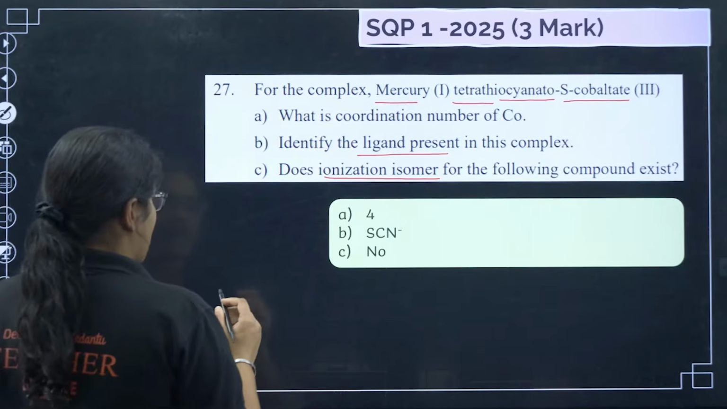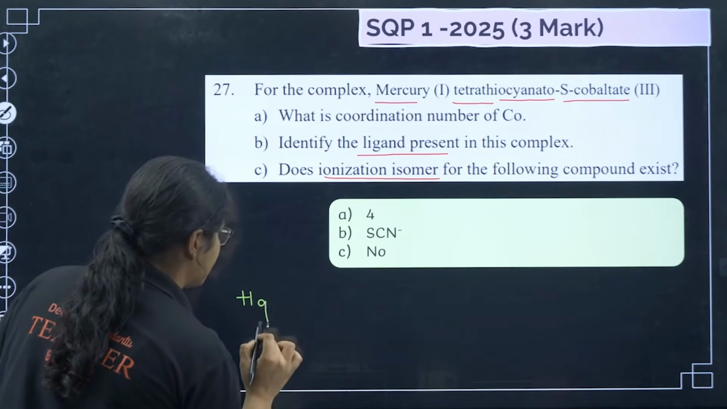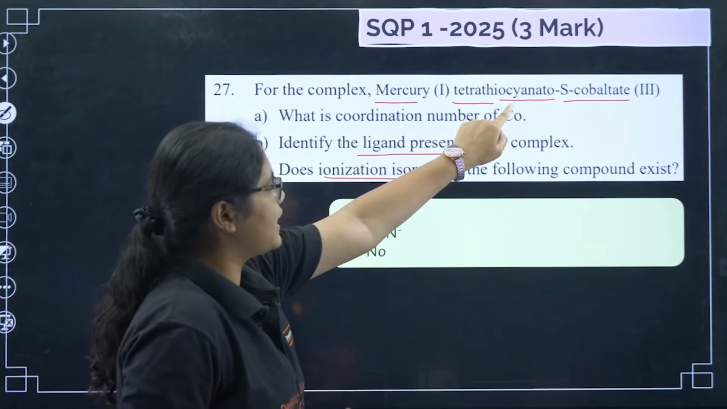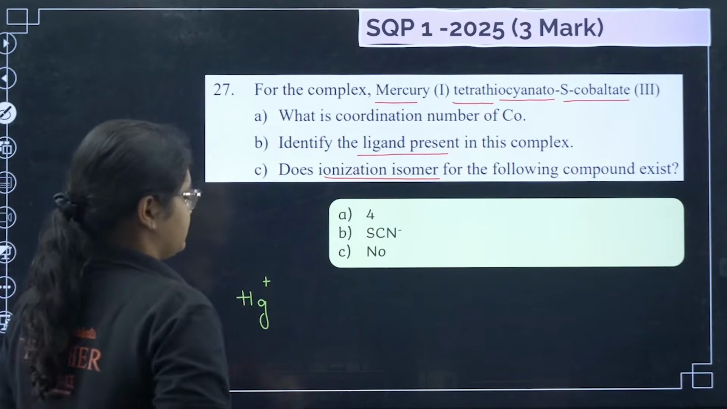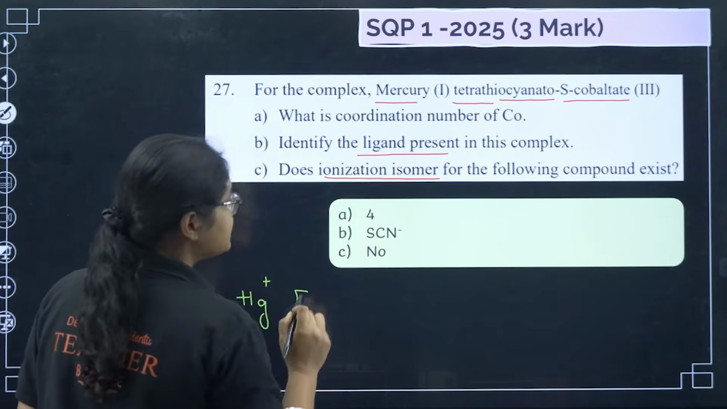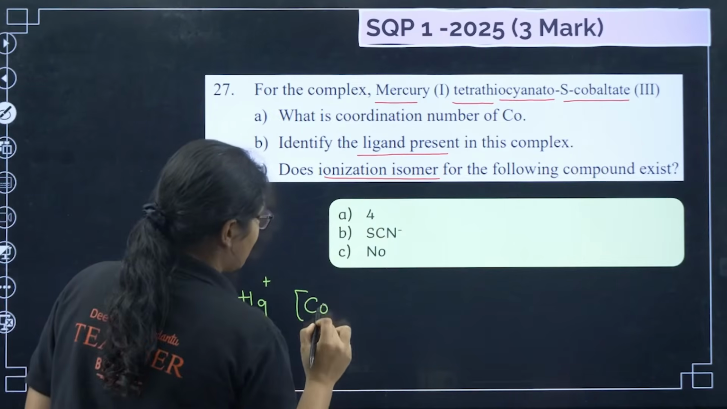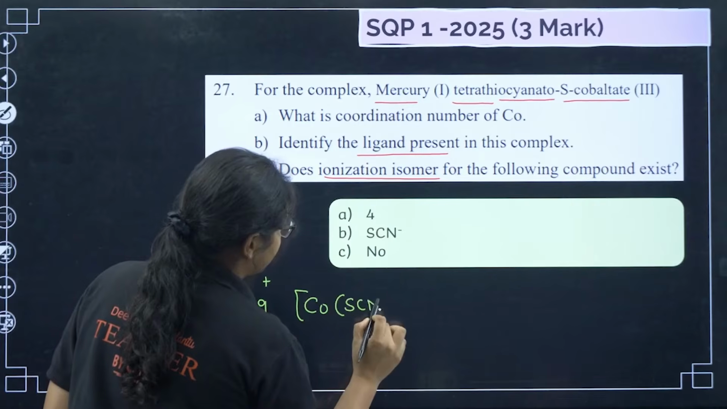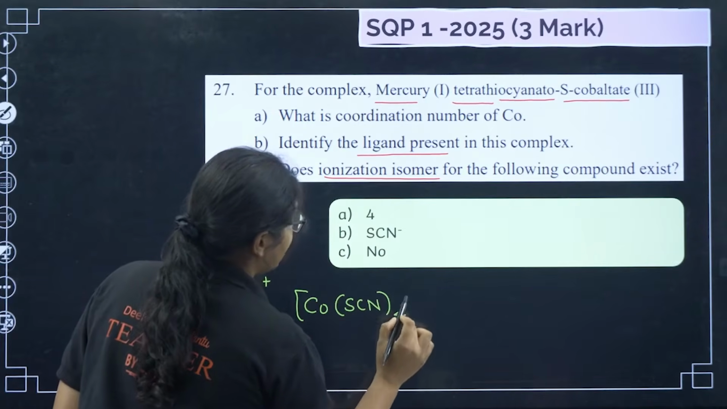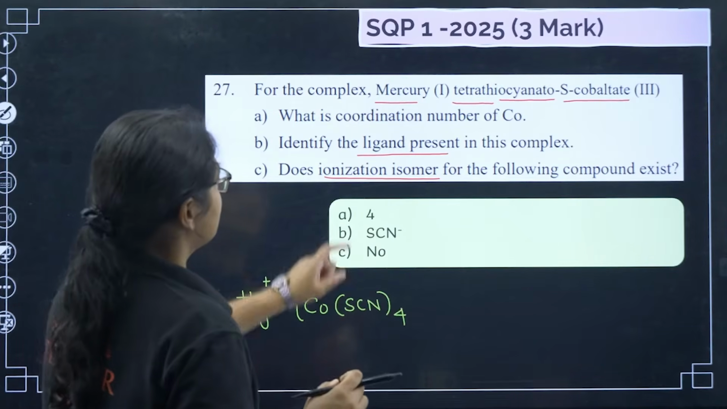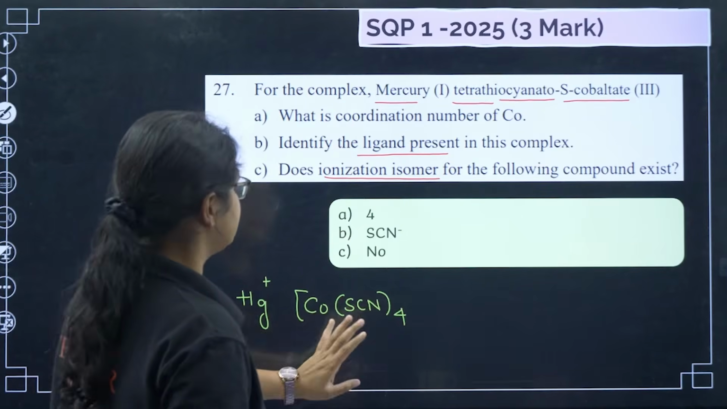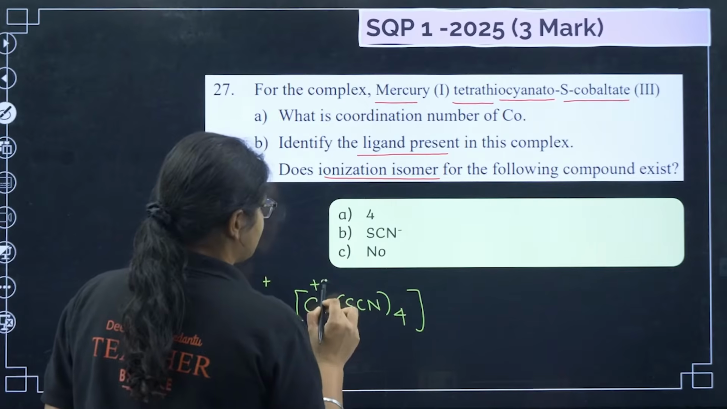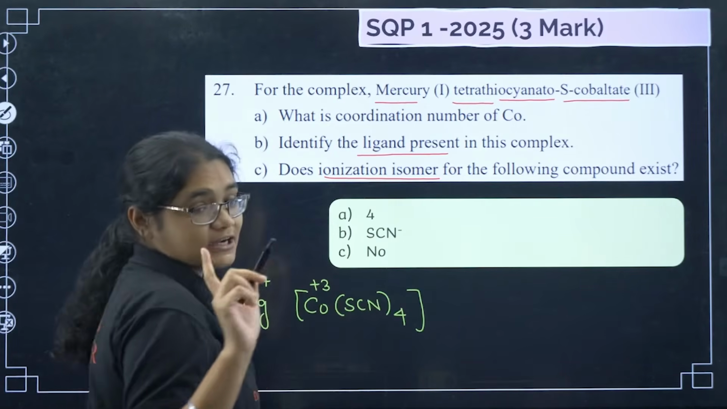So first what I have is mercury, Hg. There is +1 charge of mercury, and you have tetrathiocyanato-S-cobaltate. So I'll draw like this. First I should write the metal, cobalt, then tetrathiocyanato, that means SCN four, right? Tetrathiocyanato-S-cobaltate(III). So here, cobalt charge is +3, and SCN charge is -1.